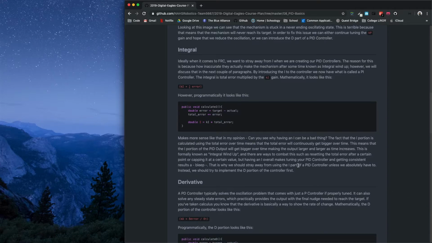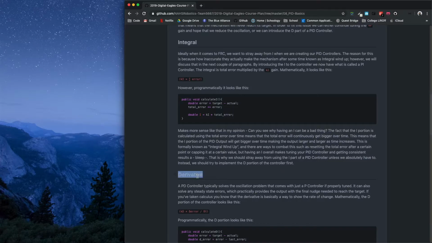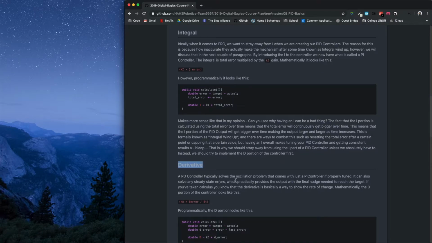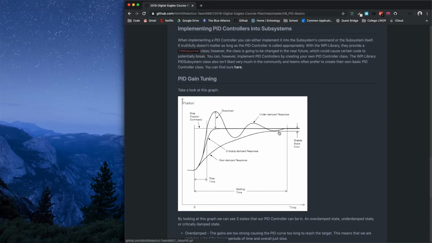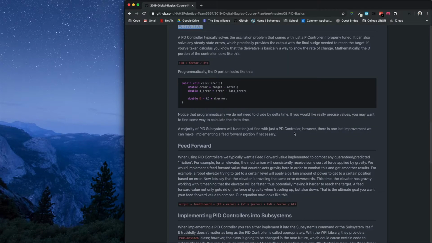And so the D portion, of course, is this derivative. A PD controller typically solves the oscillation problem that comes with a P controller if properly tuned. It can also solve any steady state errors, which is practically, it provides the output with the final nudge needed to reach the target. What that basically means is if you took a look at this graph right here, this line, it's just below the set point, right? Just below where we want to get. So the derivative would give us that final nudge that we need to get there.